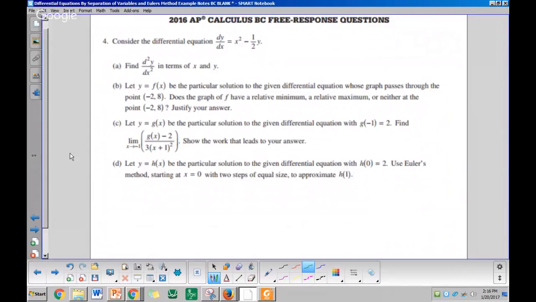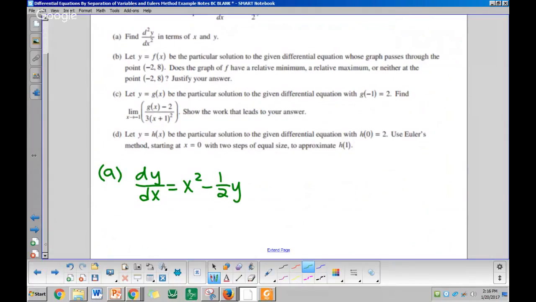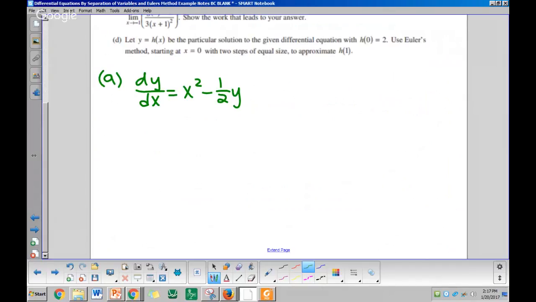Okay, so the first question, part A, says find the second derivative in terms of x and y. So for part A, dy/dx is equal to x squared minus 1/2 y. So this is implicitly defined. How do I know that? There's a y on the right side. So the second derivative of this is going to be 2x minus 1/2 dy/dx.